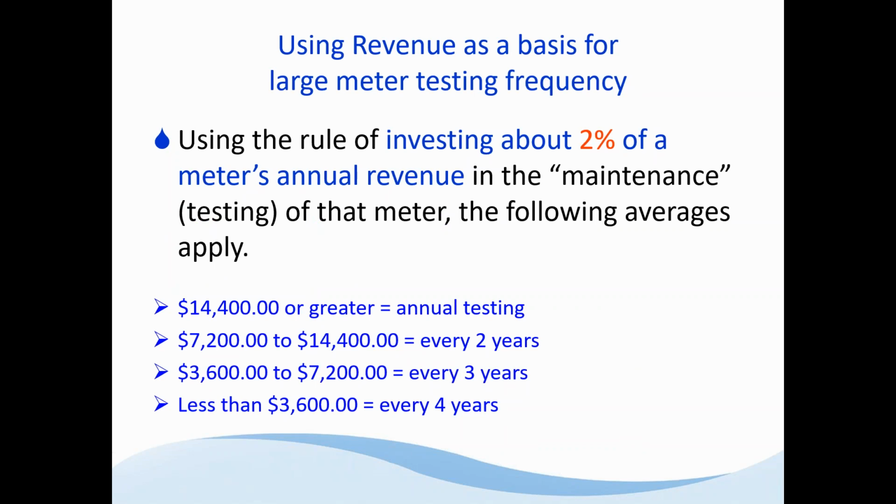After 35 years, I always use a rule of investing about 2% of your annual revenue in the maintenance or testing of your meters. These are the averages that we use with our customers, and what we recommend to people who are doing testing programs across the U.S. This is the most cost effective, and we feel the best investment in your water meters, not based on size, not based on volume, but based on money.